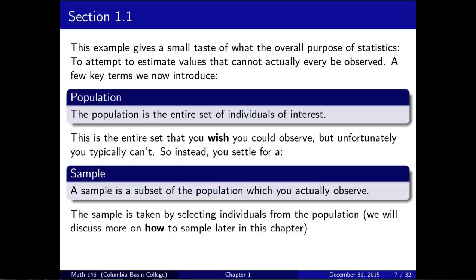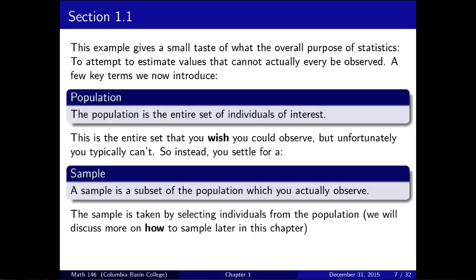A few key terms that we're going to talk about here. The first is the population. The population is the entire set of individuals that you're interested in. This is everybody that you wish you could observe, but unfortunately you probably can't. So instead, we settle for a sample. A sample is a subset of the population that we actually observe. The sample is taken by selecting individuals from the population.